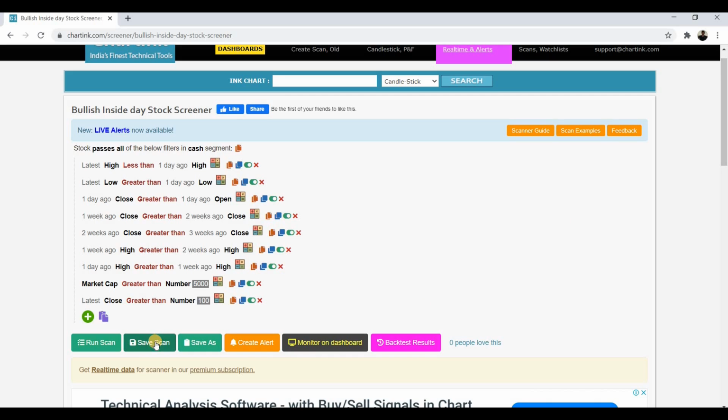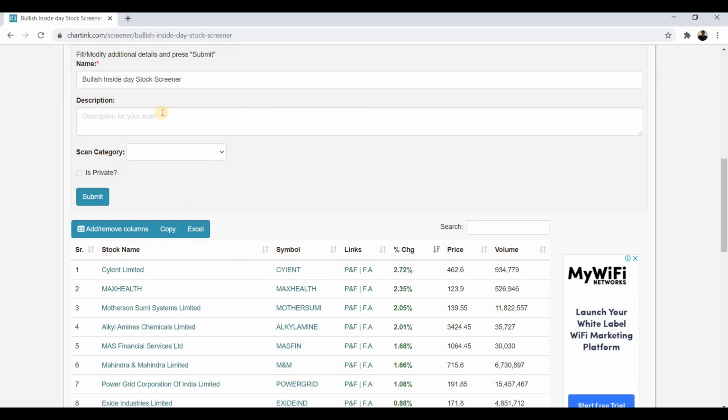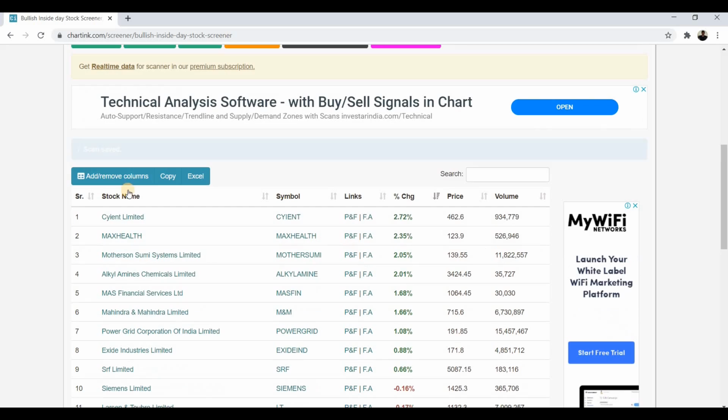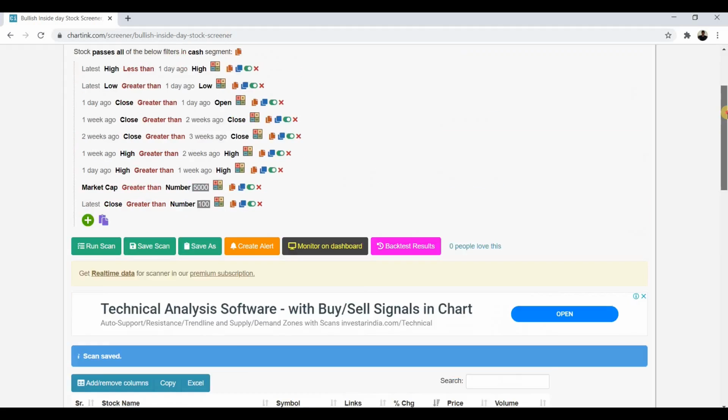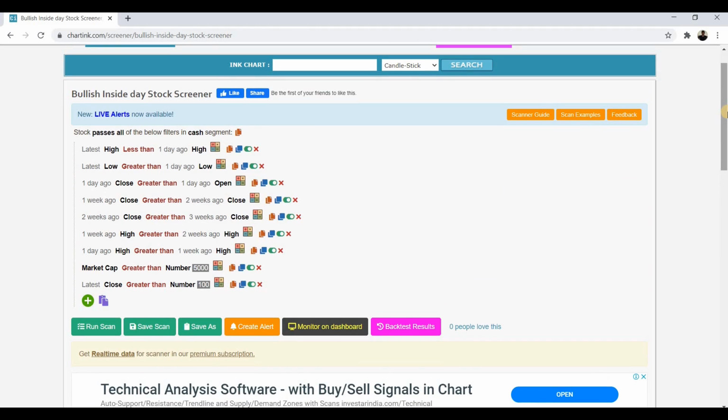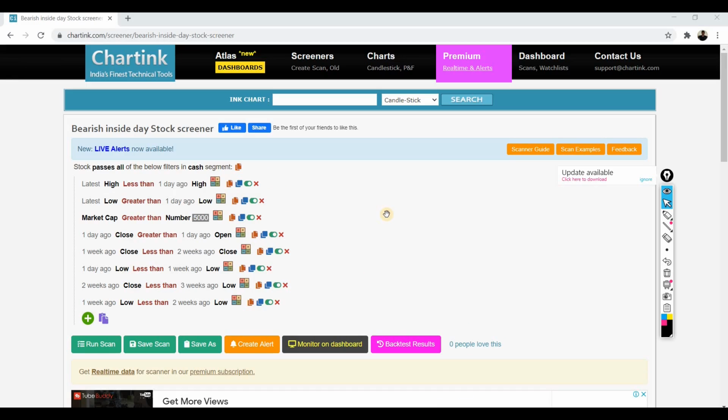You can save the scanner as well in ChartLink if you have an account. So I'm going to save this as bullish inside day stock screener. Similarly, I will create a bearish inside day stock screener. I'm not going to show you the entire process, but I will explain the logic behind adding each and every filter. You can see that I have already added all the filters in the bearish inside day screener.